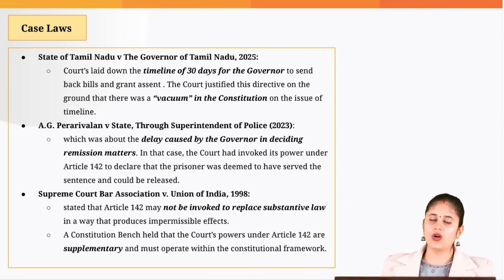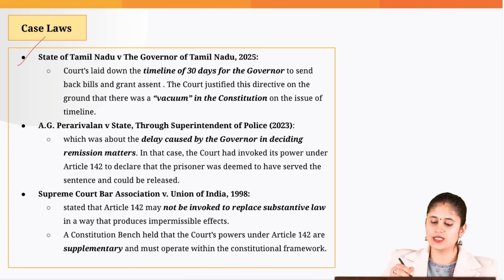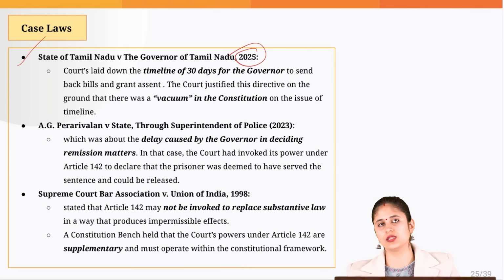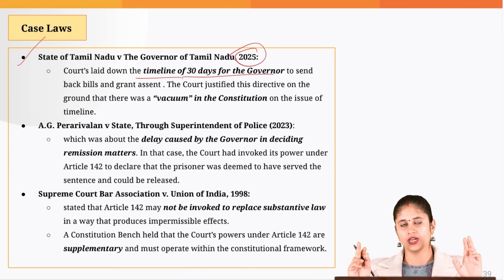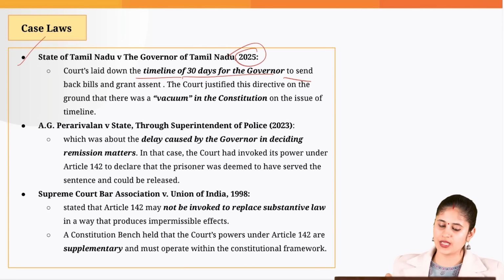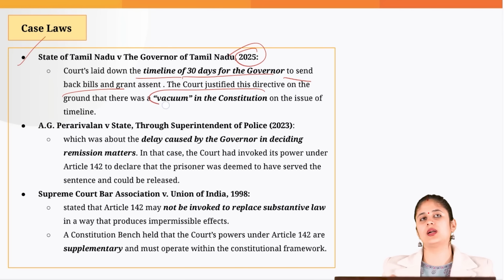Now, where all has the Supreme Court used this particular power under Article 142? So, the recent verdict is basically State of Tamil Nadu versus Governor of Tamil Nadu, wherein the Supreme Court gave the timeline of 30 days to the Governor, within which it has to send back the bills and grant assent. Why did the Supreme Court use its power under Article 142?